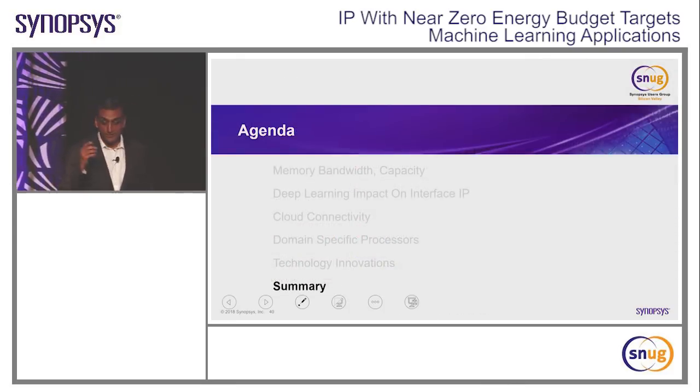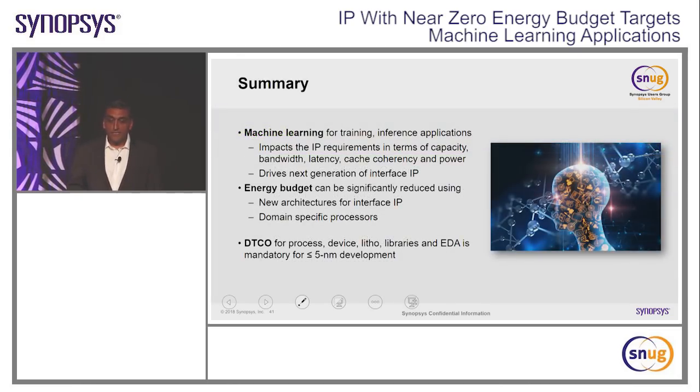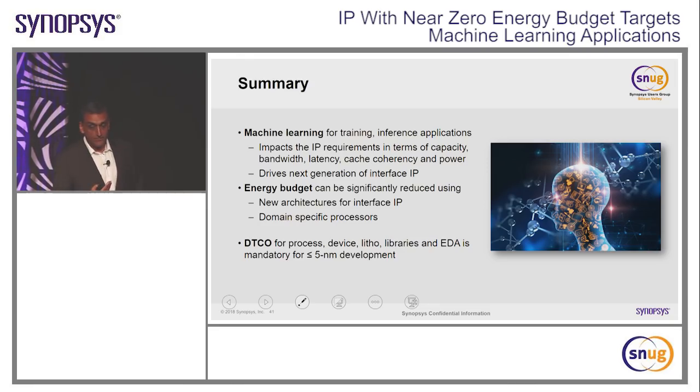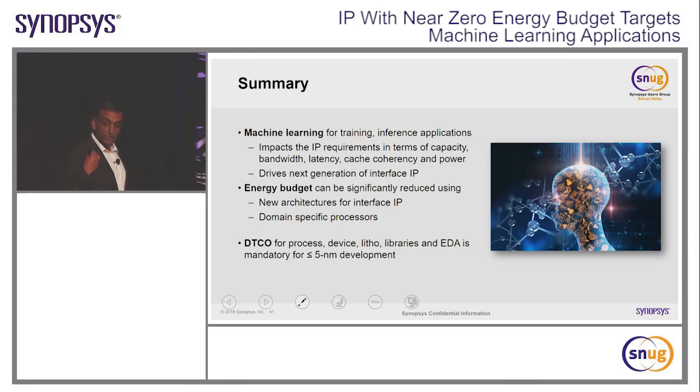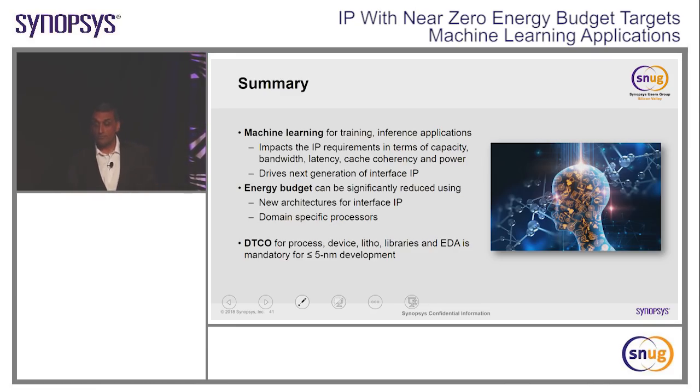All right, to summarize. So machine learning is used for training. It's used for inference applications. Hopefully you got the idea when I showed you those examples. It has a big, big impact in the IP requirements in terms of capacity, bandwidth, latency, cache coherency, and power. The energy budget can be reduced significantly, and you need to look at new architectures in order to do that.